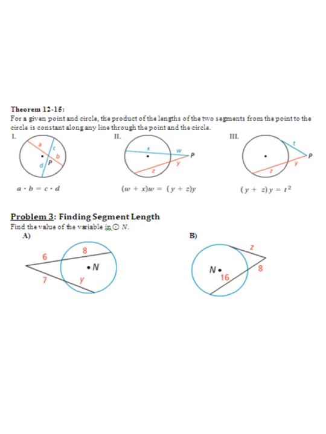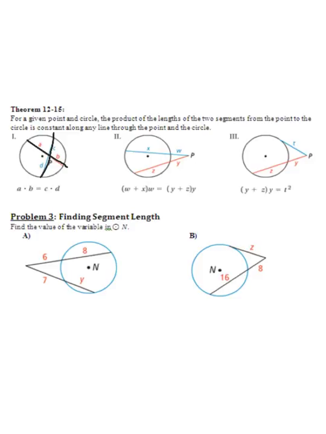Our last theorem for 12.4, theorem 12.15: for a given point and a circle, the product of the lengths of the two segments from the point to the circle is constant along any line through the point and the circle. So for our first example here, we've got this line consisting of A and B. This line is C and D. Those are the lengths. So if I multiply A times B, I would get the same thing as C times D.